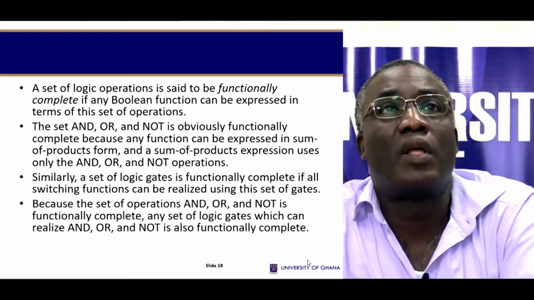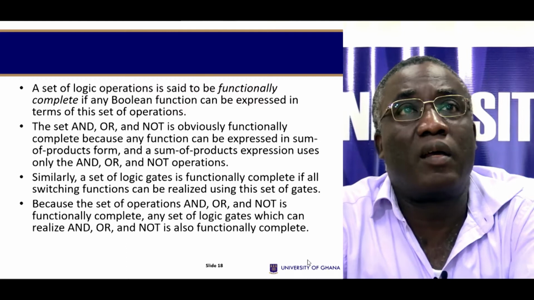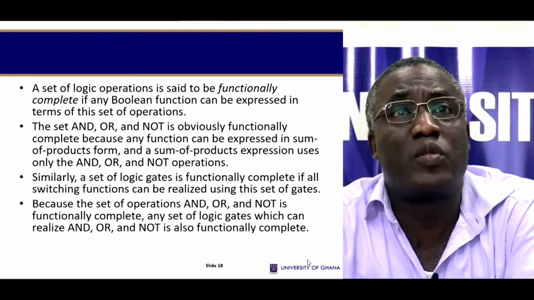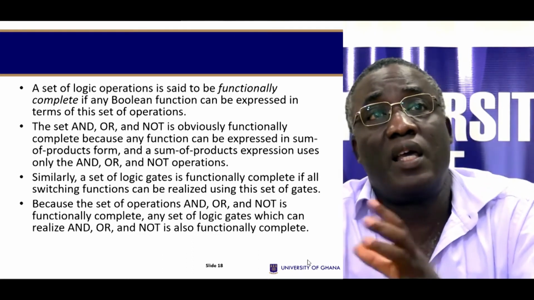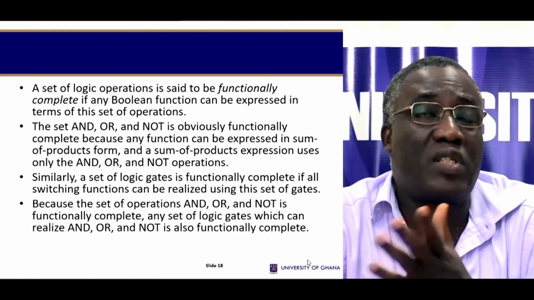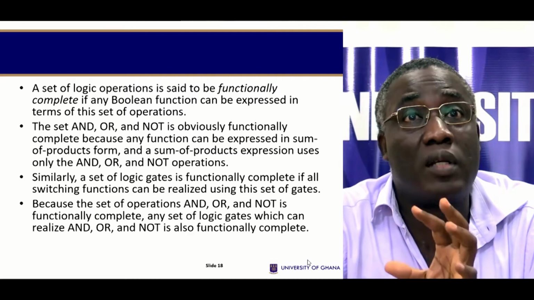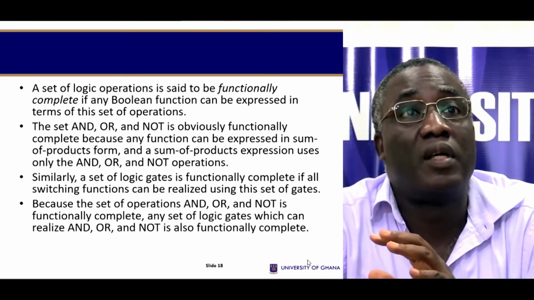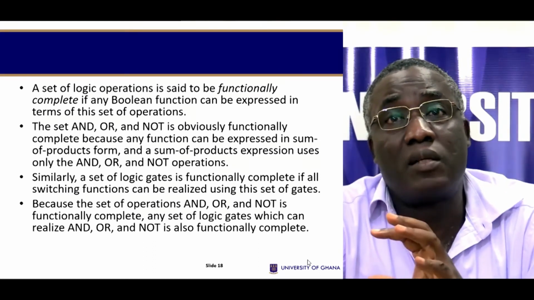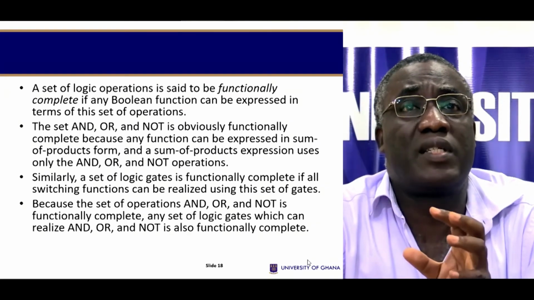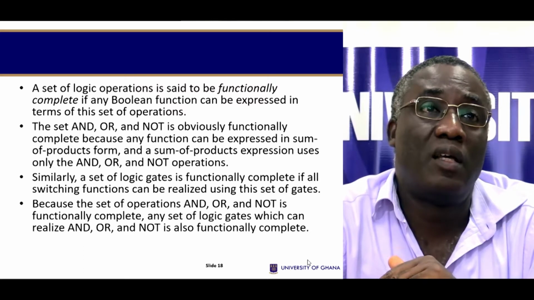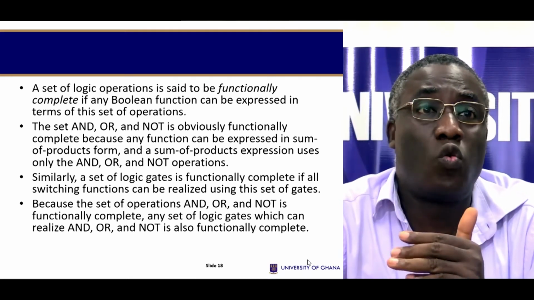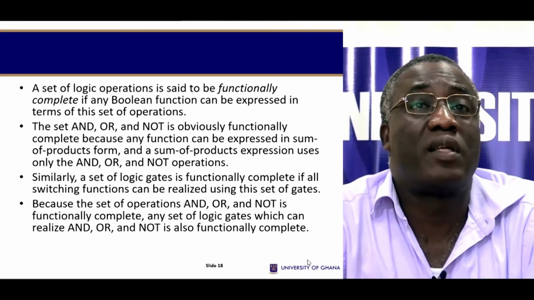Now, a set of logic operations is said to be functionally complete if any Boolean function can be expressed in terms of this set of operations. The set AND, OR, and NOT obviously is functionally complete because any function you can represent in this way as a sum of products or a product of sums. In a similar way, a set of logic gates will be functionally complete if all switching functions can be realized using this set of gates. Because the set of operations AND, OR, and NOT is functionally complete, any set of logic gates which can realize AND, OR, and NOT is also functionally complete.